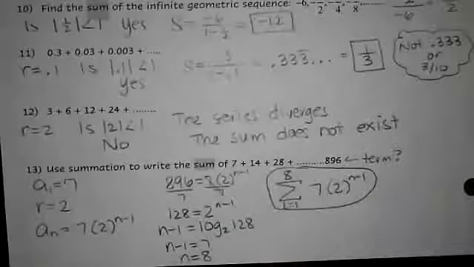So quick summary: the arithmetic ones are the linear ones. You're finding a constant first difference. The geometric, you're finding a constant ratio. So you're dividing.